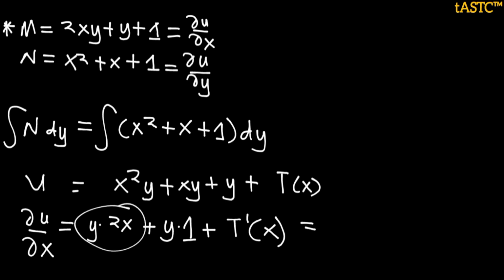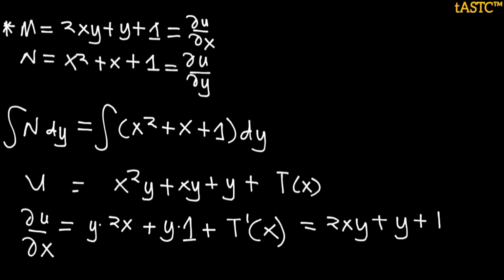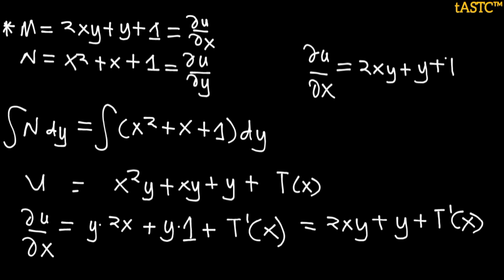Now, if you took this to multiply with a 2x, that is going to give you 2xy. Now, if you differentiated this, that is going to give you a y. And then on this side, we're going to have a t prime of x. So basically, this is what we have. We have a du dx here. This gives us 2xy plus a y plus a t prime x.